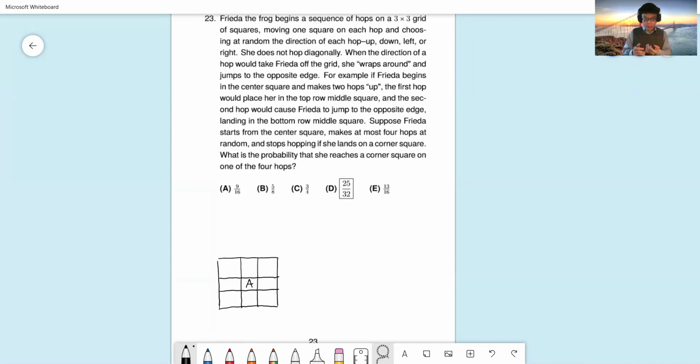And if it's at a boundary, it can keep jumping to the next one. For example, if it's at the top, it can keep jumping upwards, but that means jumping back to the bottom square. Similarly, on the right, it can keep jumping to the right, and then jump back to the left, because it wraps around in the jumping. So let's discuss different cases in the jumping.